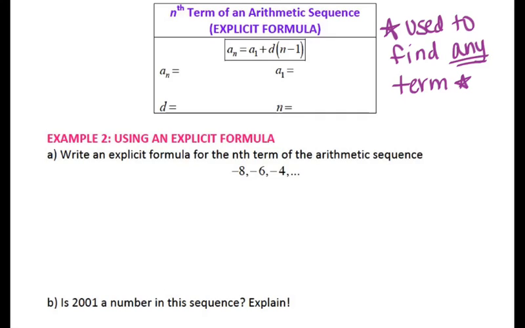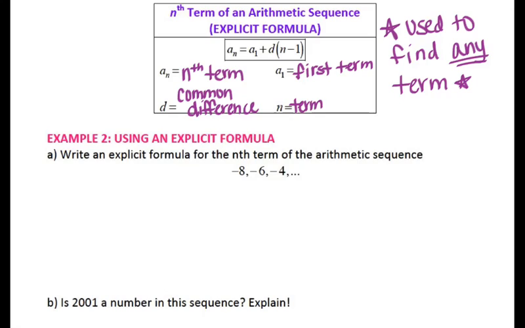So before we even start using the explicit formula, let's define all the pieces of the formula. So AN is the nth term. D is your common difference. A1 is our first term. And N represents the term number.